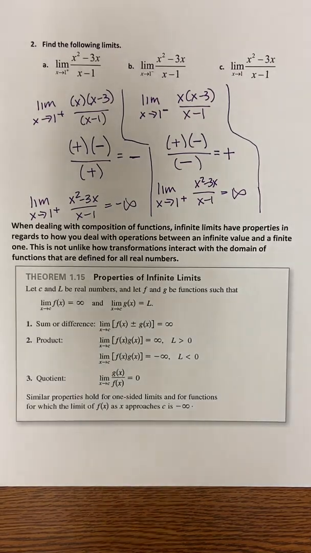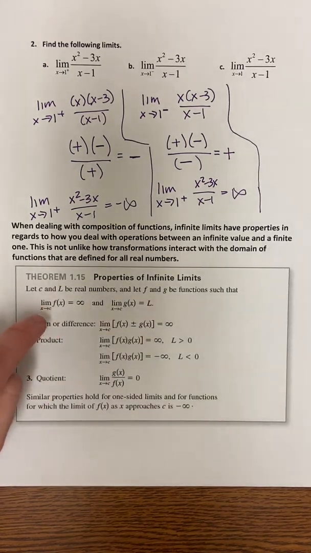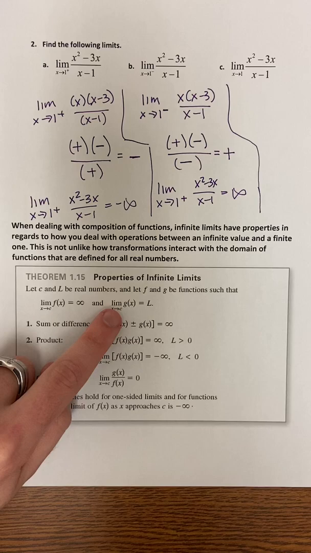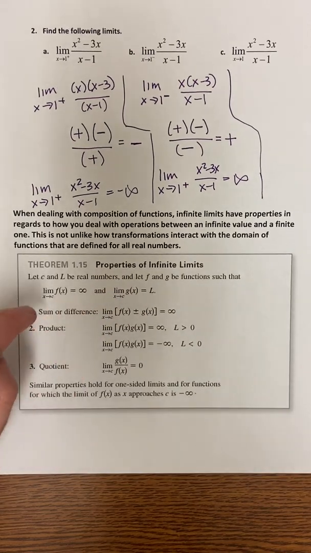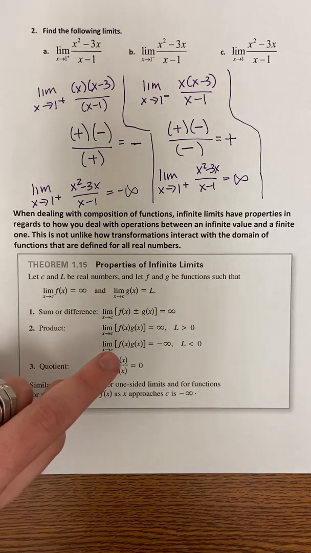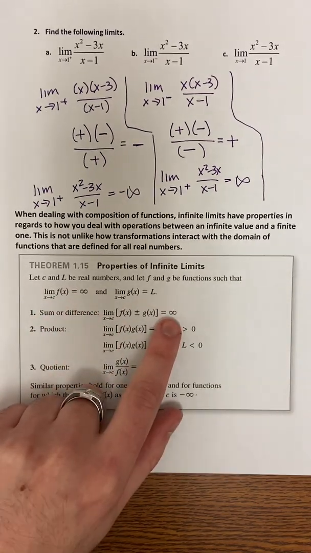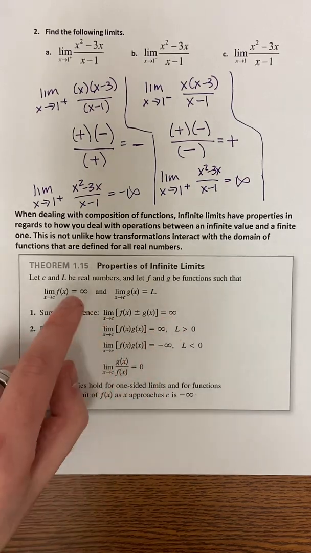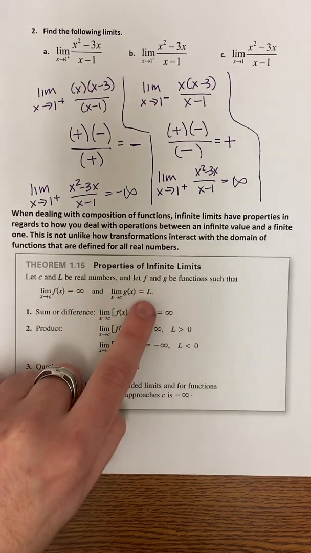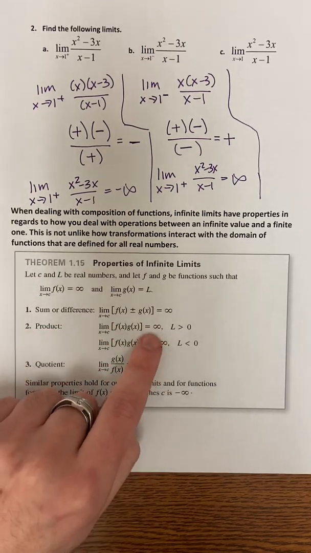Let C and L be real numbers and let f and g be functions. They're saying we have 2 functions. One of them's limit as you approach C is a number. The other one's is infinity. That means if you add the 2 functions together, you would be adding the limits together, but infinity plus a number is still infinity. When you're multiplying, infinity times a number that's not 0, or that's at least positive, will still be infinity.